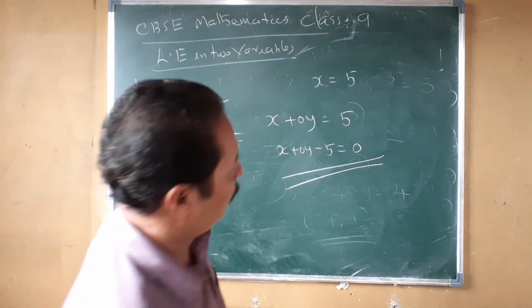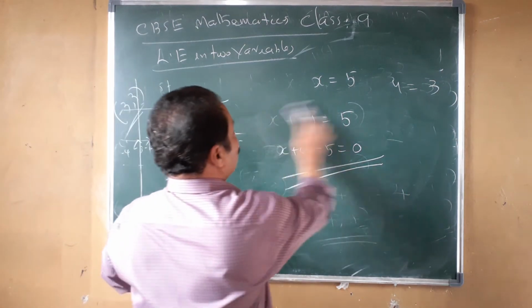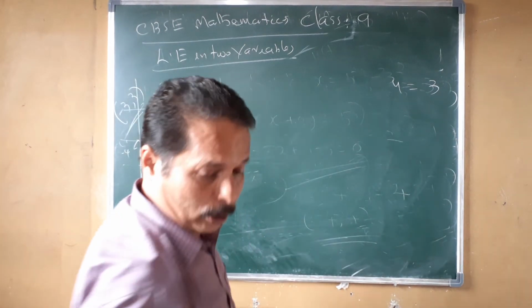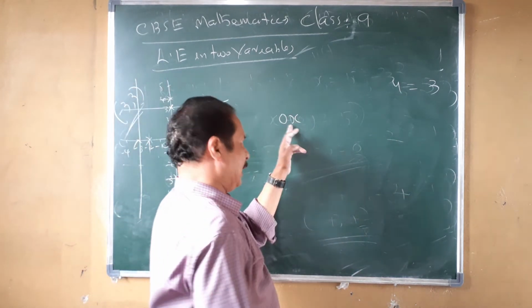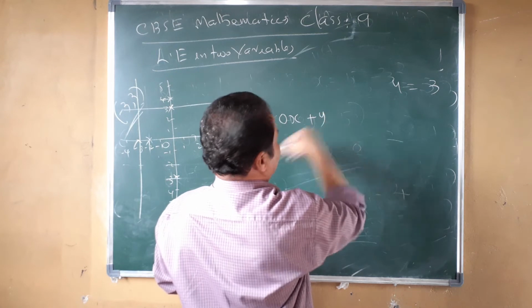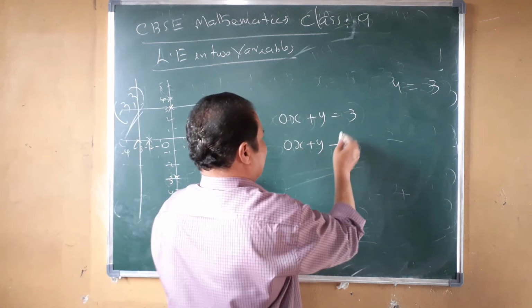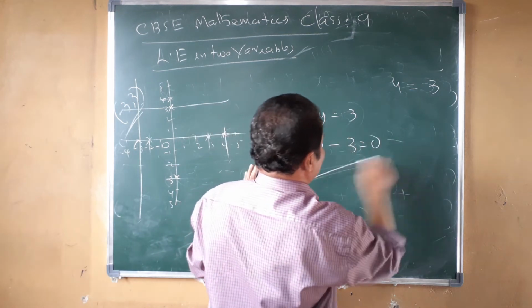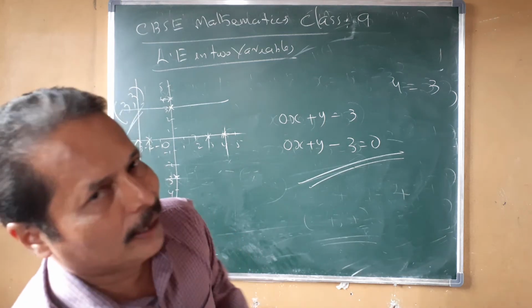One more example. y is equal to 3. How can you write this in the form of a linear equation in two variables? Now, there is no coefficient of x, so 0x. y is equal to 3. So, 0x plus y, with 3 taken to the left side, minus 3 equal to 0. Now, this is in the form of ax plus by plus c equal to 0.